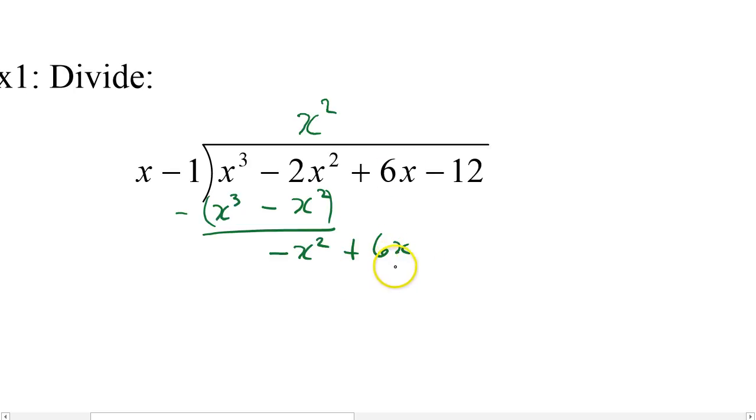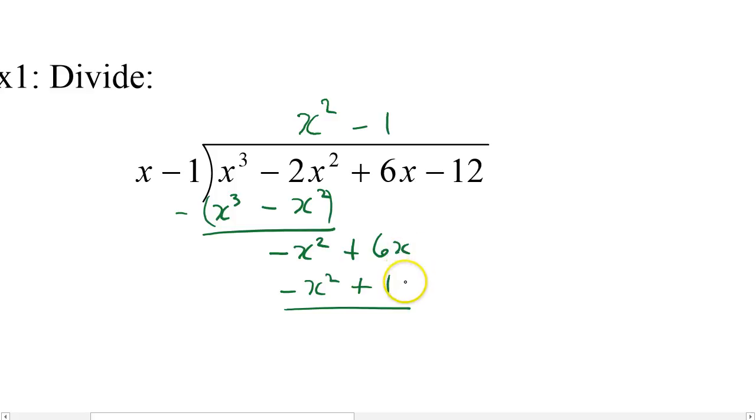Now we bring down our 6x. And I say, how many times does x squared go into a negative x squared? Well, it goes into it negative 1 times. So I get negative x squared plus 1. So I'm multiplying my negative 1 by my x minus 1, and then this is what I get. Now when I'm subtracting, these again will cancel each other out.